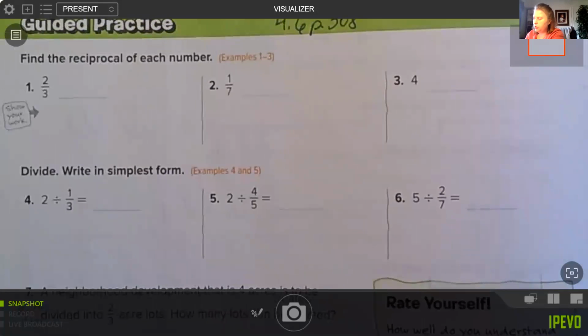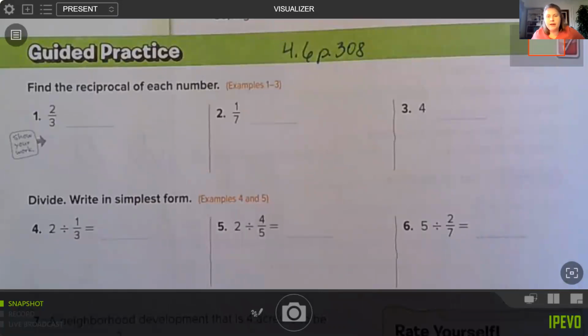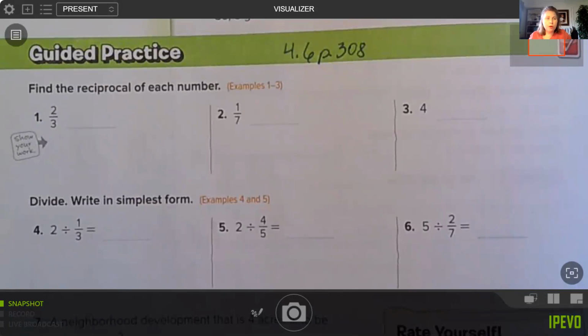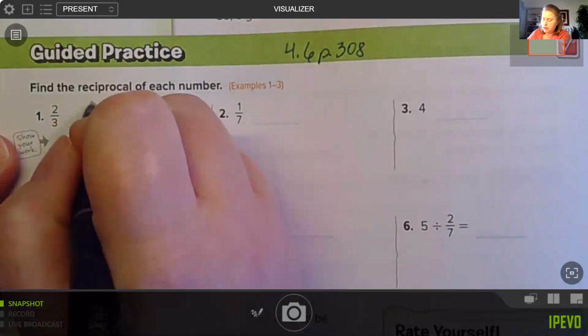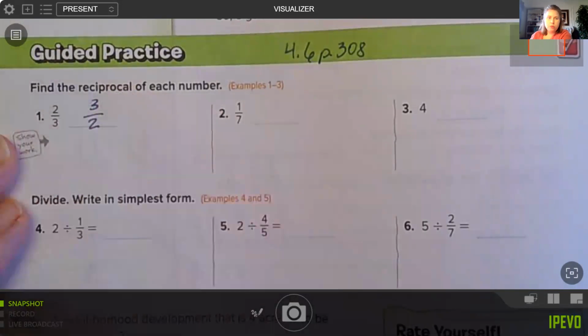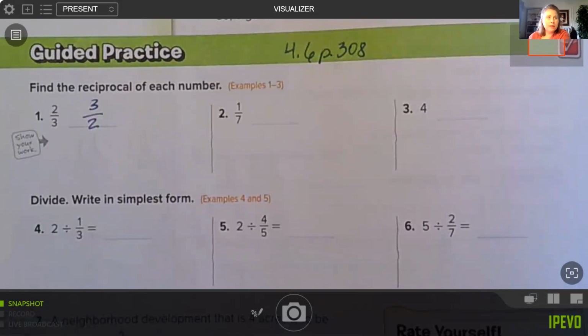All right, so let's do a few more sample problems together with dividing by fractions using the reciprocal. Just a reminder of what the reciprocal is. What is the reciprocal of 2/3? The reciprocal of 2/3 is 3/2. So our numerator and denominator switched places.